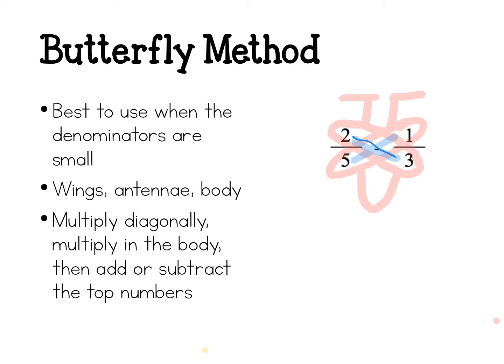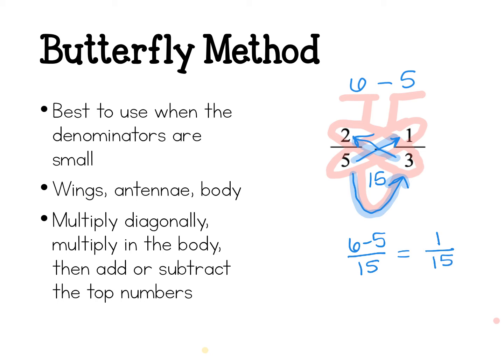So 3 times 2 is 6. 5 times 1 is 5. I'm going to bring that subtraction sign up. And then we're also going to multiply inside the body. So 5 times 3 is 15. That number inside the body becomes our denominator. And we're going to add or subtract the top numbers to get our numerator. So 6 minus 5 is 1. And our denominator will be 15. So our answer here will be 1/15.